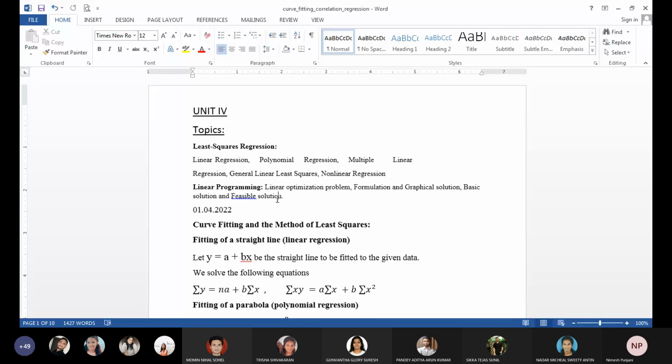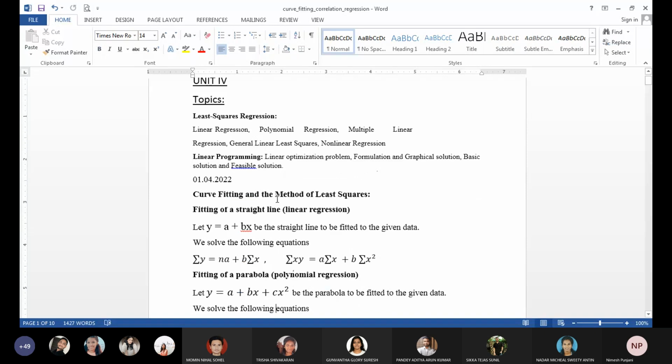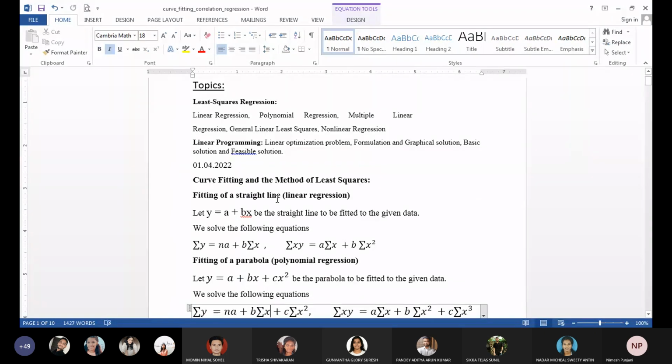So here we will basically be doing this for two kinds of curves. One is your straight line and second is your parabola. The straight line will be known as the linear regression and the parabola will be known as the polynomial regression. So first we will discuss both the formulas and then we will solve the examples related to that.